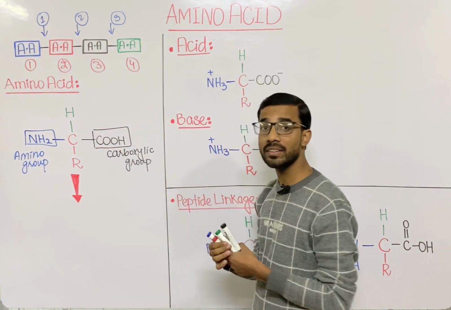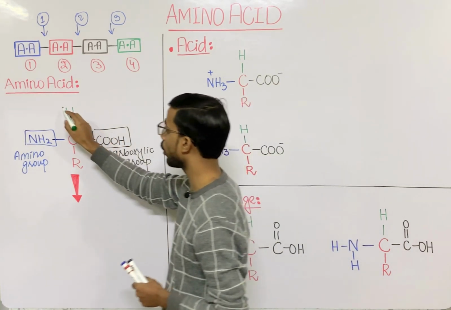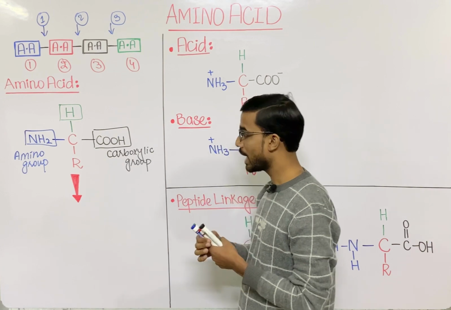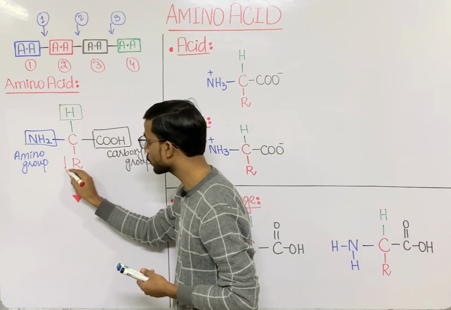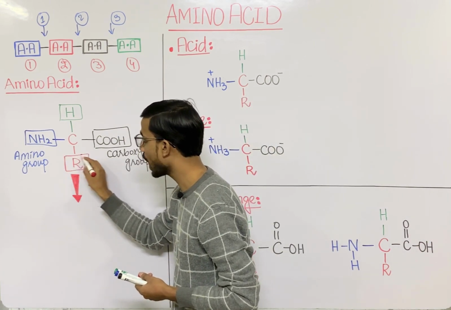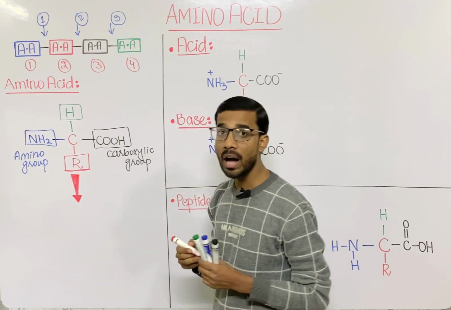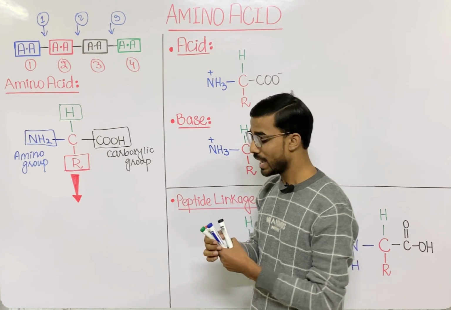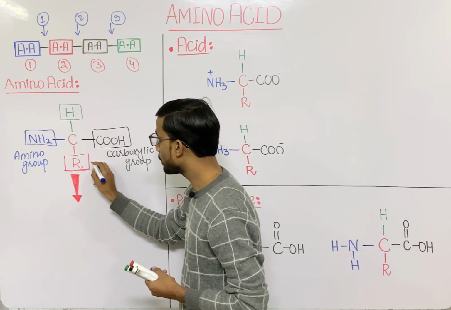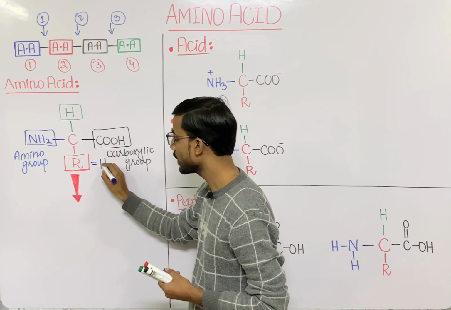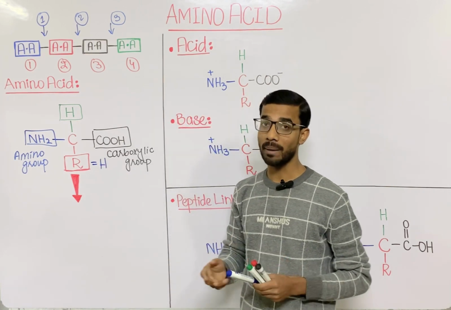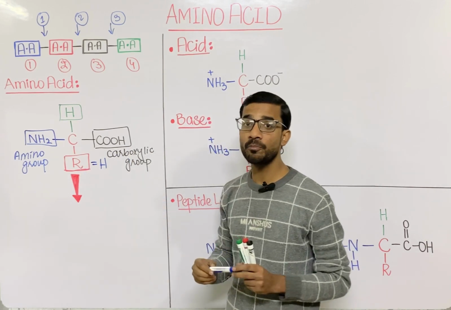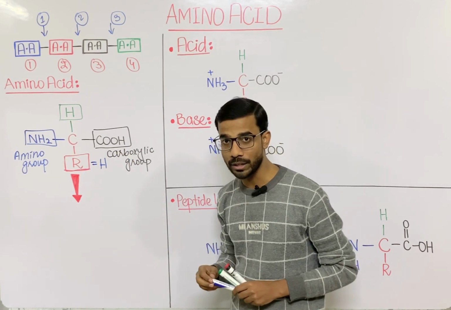At the third corner of the carbon you will see the presence of the hydrogen, and at the fourth corner of the carbon you will see the presence of the R group, and the R group will be different for different amino acids. If I replace this R with hydrogen, then it will become the glycine amino acid. So it means that the R group will be different for different amino acids.